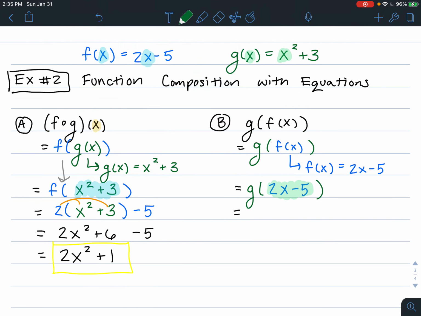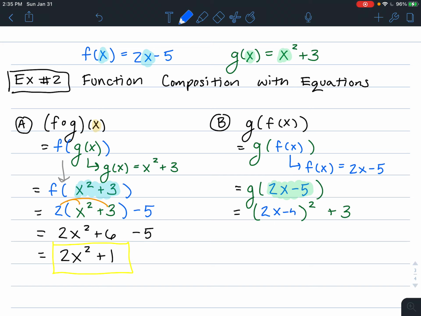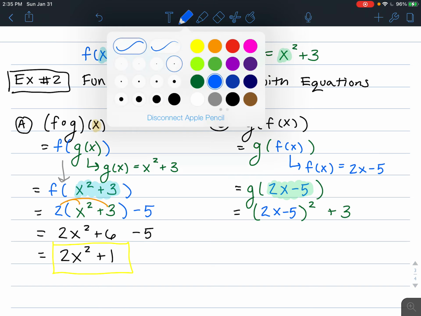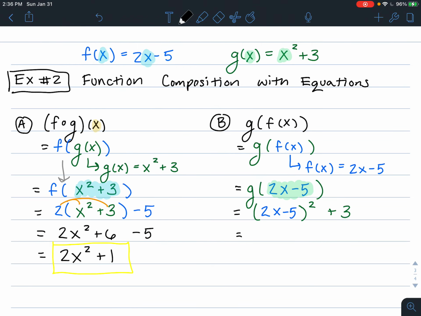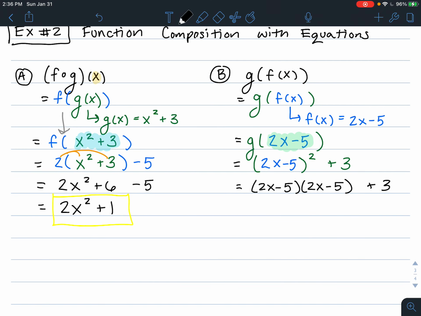So g of x tells me to do x squared plus 3. And in this case, the x that I'm plugging in is 2x minus 5. So now we want to be really careful with our algebra. When I have 2x minus 5 squared, that means I actually am going to write it out twice, and I'm going to need to FOIL or multiply or use the box method, however you multiply your polynomials together. So I'm going to use FOIL.